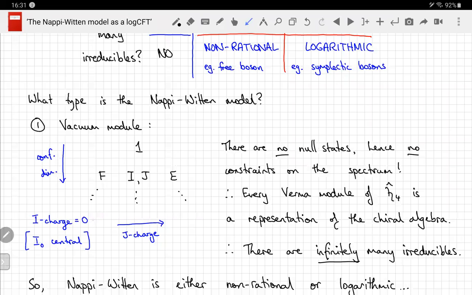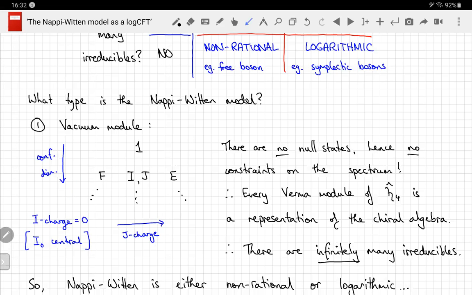And so I can look at the I charge. The I charge is in fact always 0 in the vacuum module. That's because I naught is central, and the I charge of the vacuum is of course 0. And then there's something which I would just call the J charge. You remember that the commutator of J with E was E and J with F was minus F. And so what that tells you is that every time you act with an E, you raise the J charge by 1, and every time you act with an F, you lower the J charge by 1. And of course, there's also the conformal dimension, which I'm going to draw increasing as we go down.